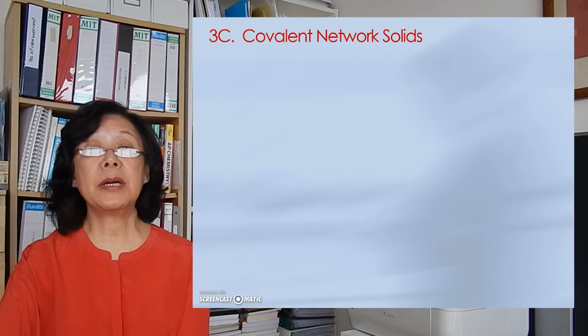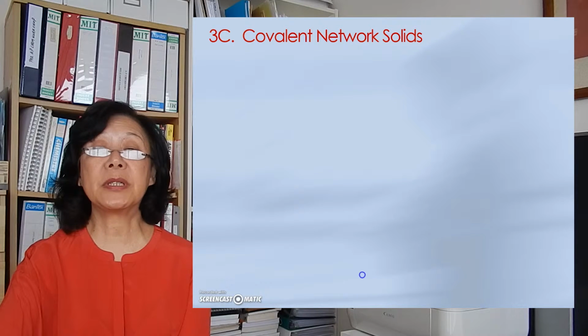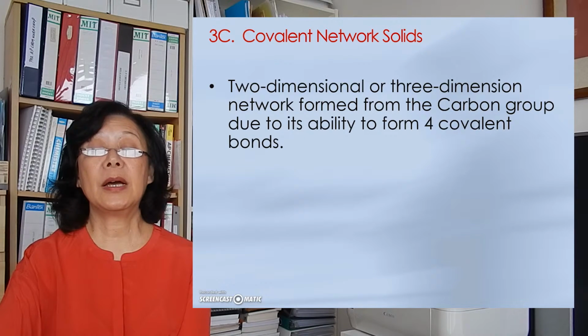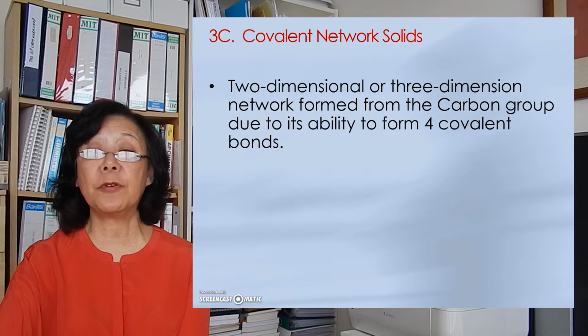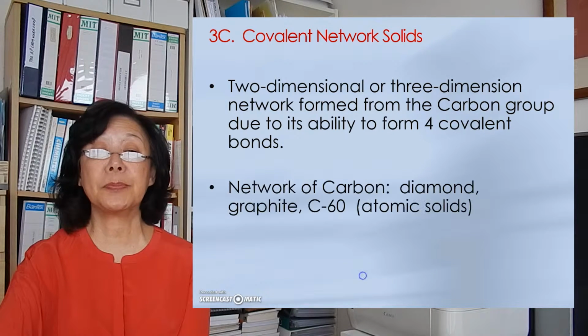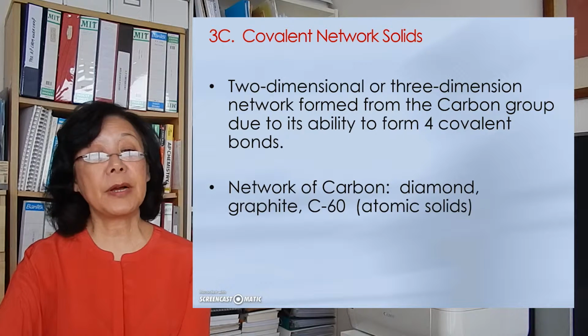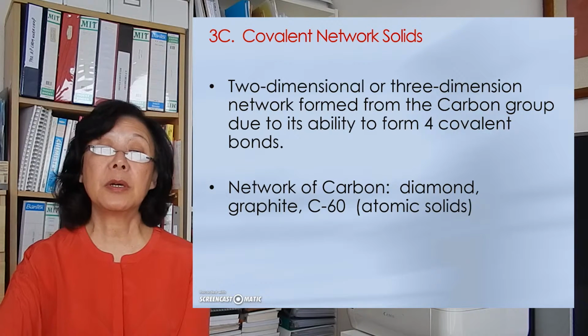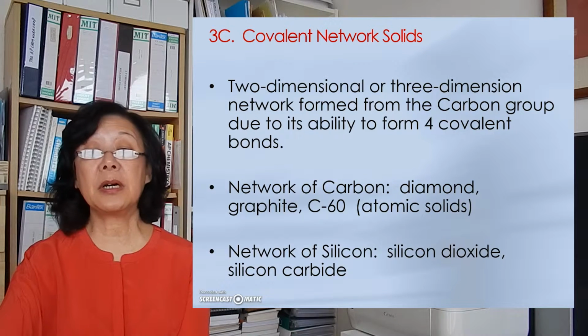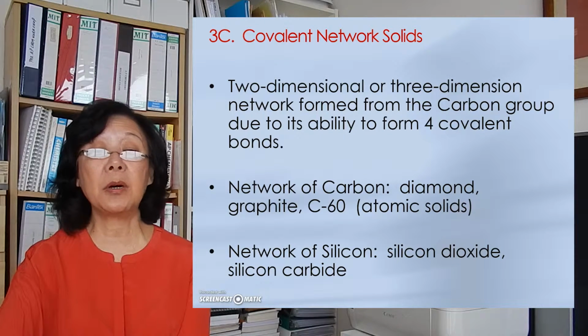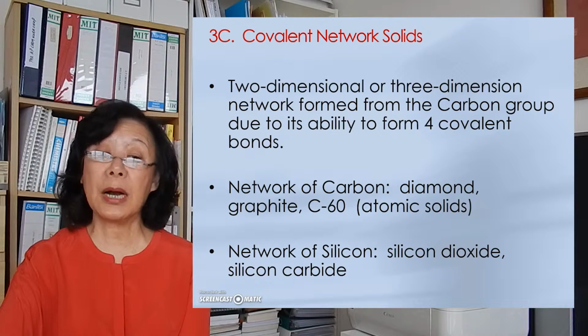The next category is covalent network solids. It can be separated into two-dimensional or three-dimensional networks formed from the carbon group due to its ability to form 4 covalent bonds. The networks of carbon are diamond, graphite, and buckyball. And the networks of silicon are silicon dioxide or silicon carbide.